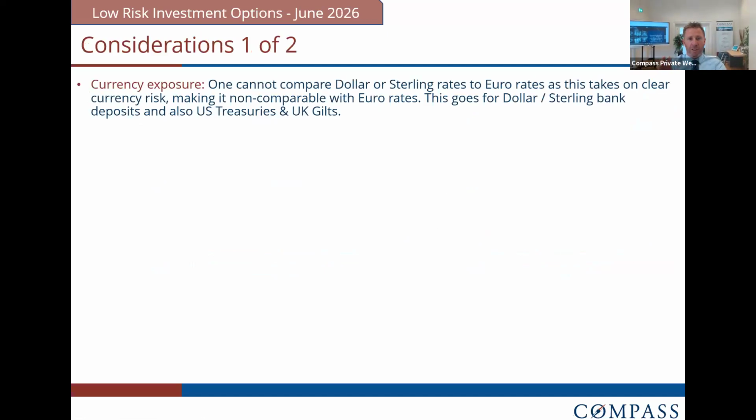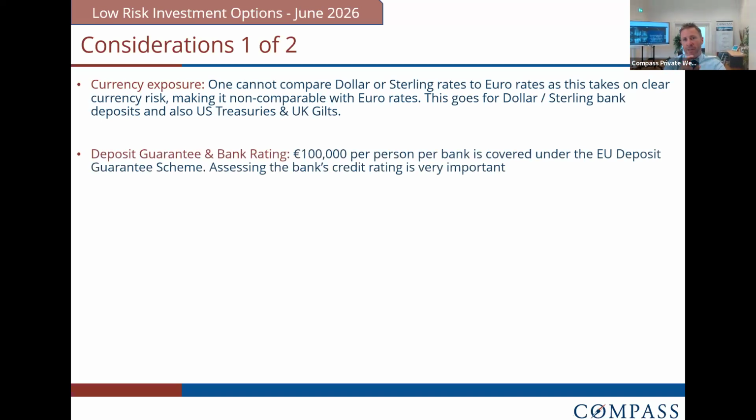So, considerations when allocating capital outside your current account. Currency exposure. Don't ever look at sterling or dollar. I heard recently someone talk about all the rates of sterling, the Bank of England and UK gilts are giving this, but they have a totally different interest rate system than we do. And if you do that, then you are taking 100% sterling risk. And the same goes for dollar. So just be mindful of that. You have to look in euro only.